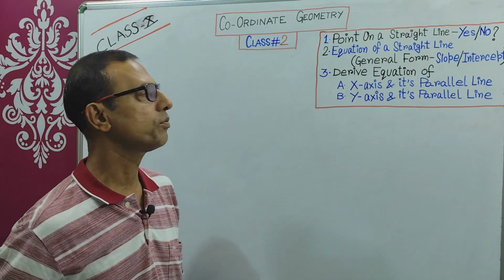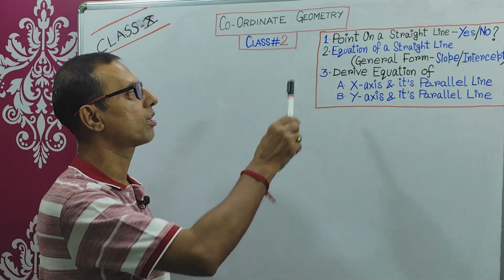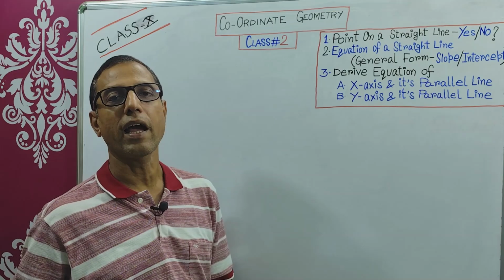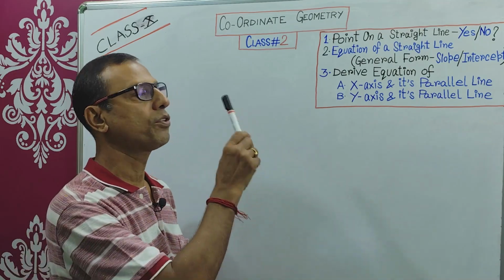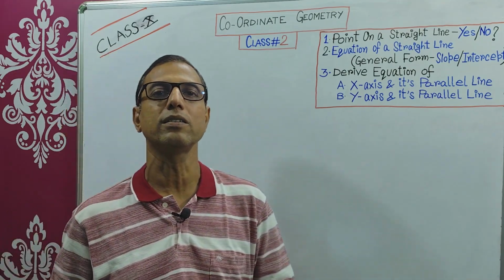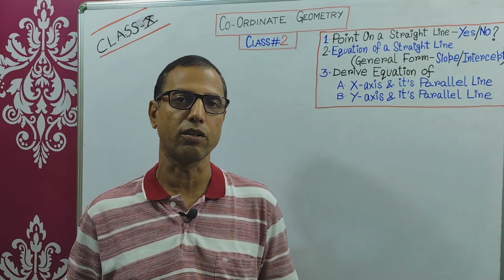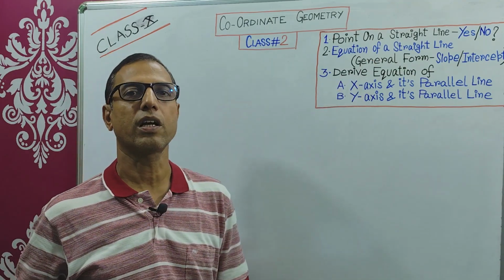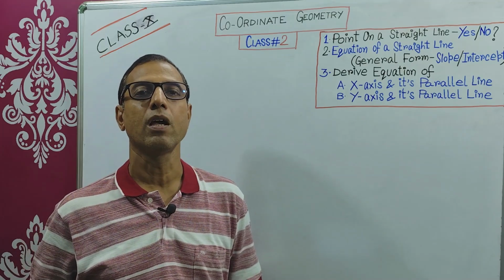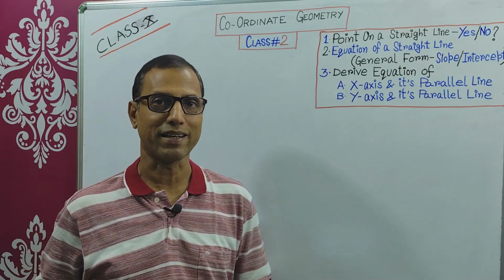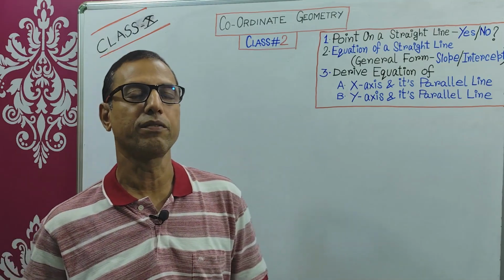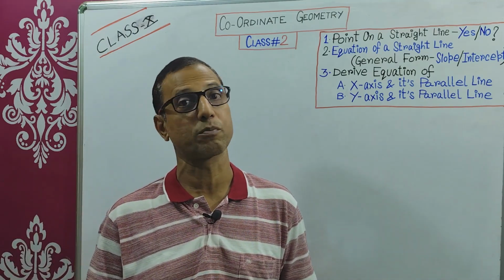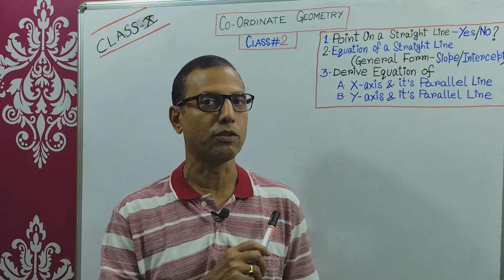In the second class, what I am going to cover today is: given a point and a straight line, you need to find out whether this point is on the given straight line or not, right? Second one is the equation of a straight line. What is the generic form of a straight line in algebraic expression? I have already given that expression in my first class. It is y equals mx plus c, but I will explain that in more detail in today's class.